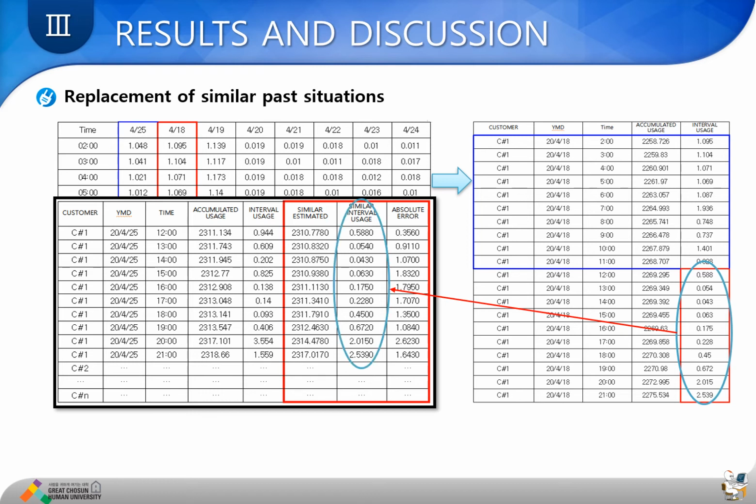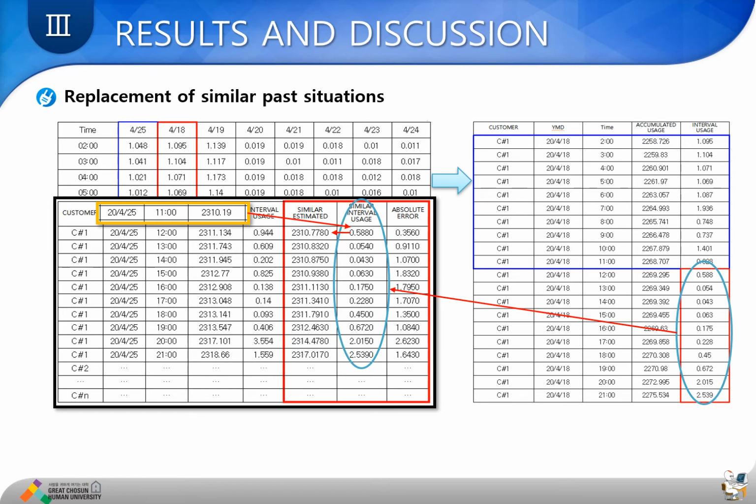Power usage data features working days and holidays with similar patterns on a weekly basis. Therefore, the search for a similar situation was limited to 7 days before the start date of the missing section. The similarity used the simplest Euclidean similarity, choosing the date with the smallest error.